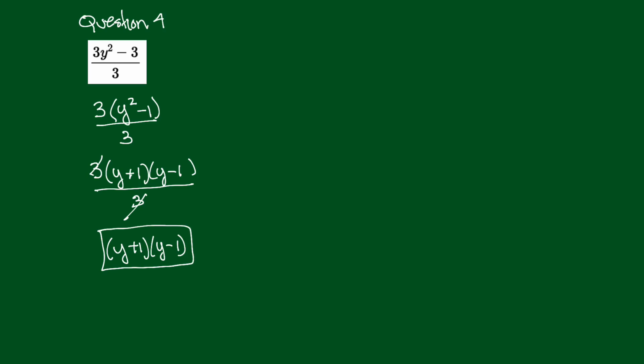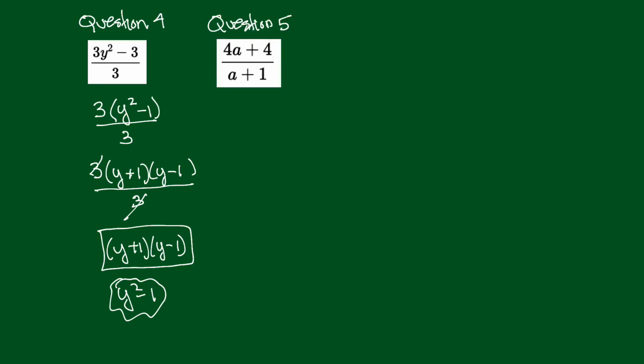Now, I suppose, really, if I cancel the 3's back up here near the top, I'd be looking at this, y squared minus 1. That's probably an okay solution, but I want things factored and broken down as much as I can get them.